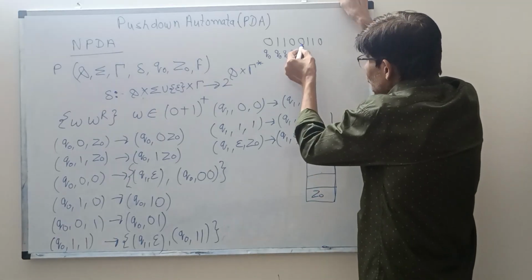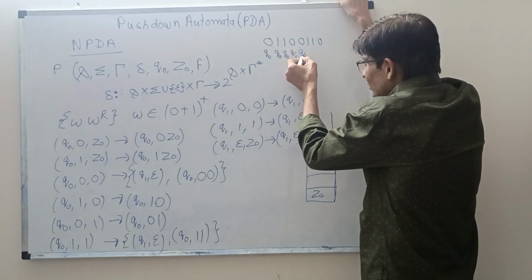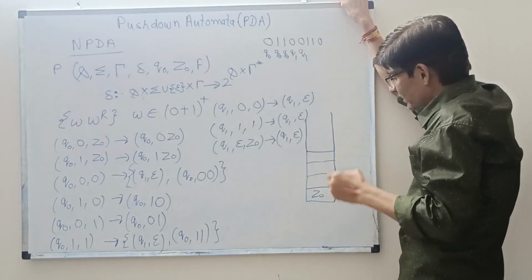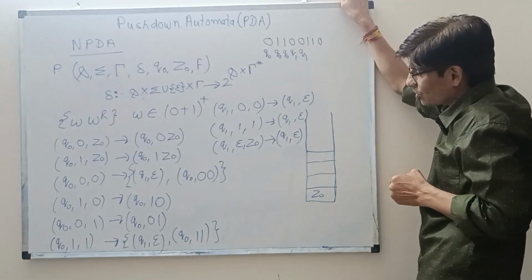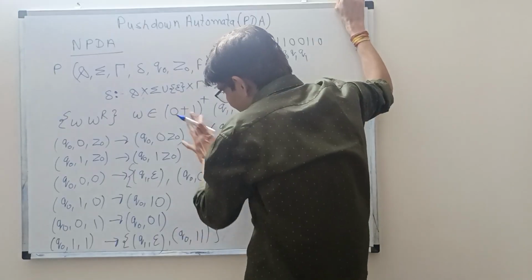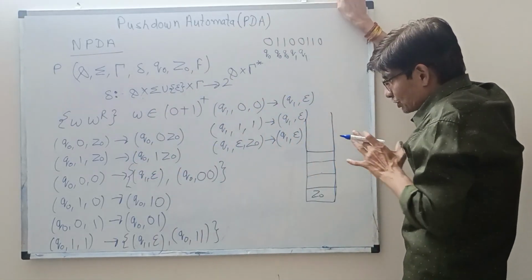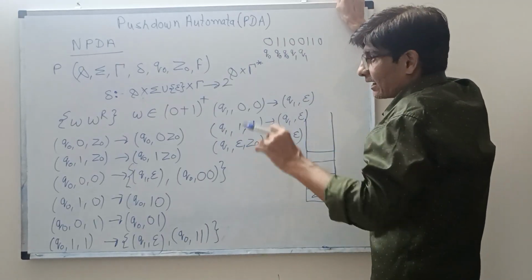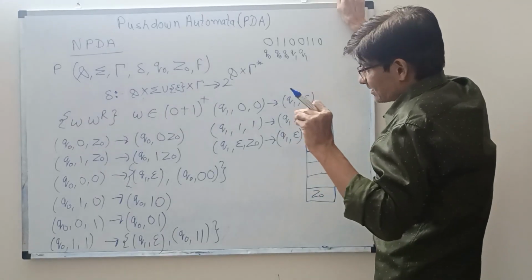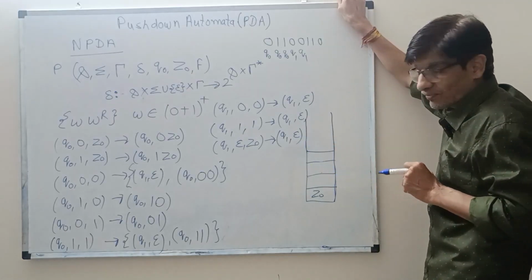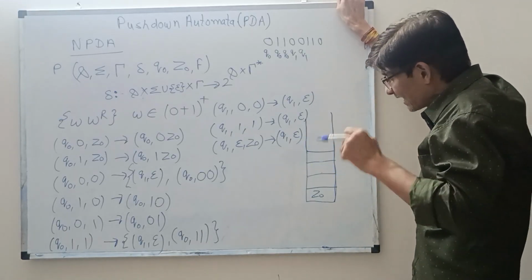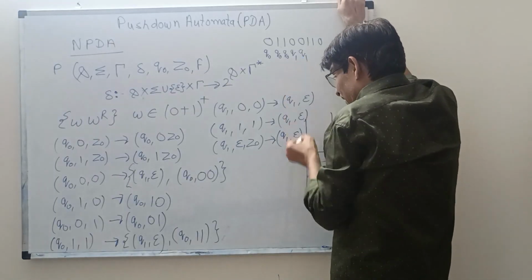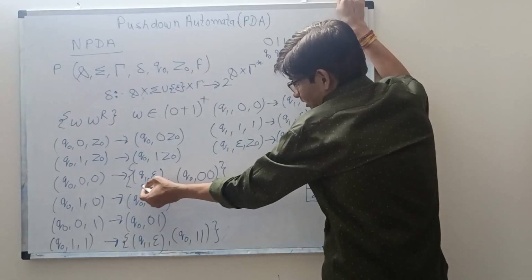Now I'm in Q1, and I'm reading 0 again, and the stack top is Z0. So I do not have any combination like this. Here we do not have any combination where I'm in Q1, I'm reading 0, and Z0 is on the top of the stack. So that means this string cannot be accepted by this particular option.